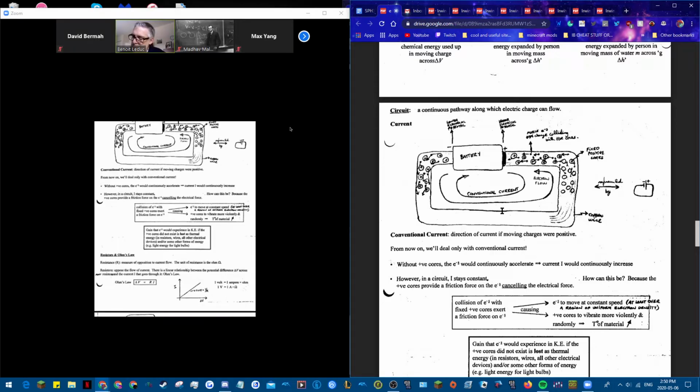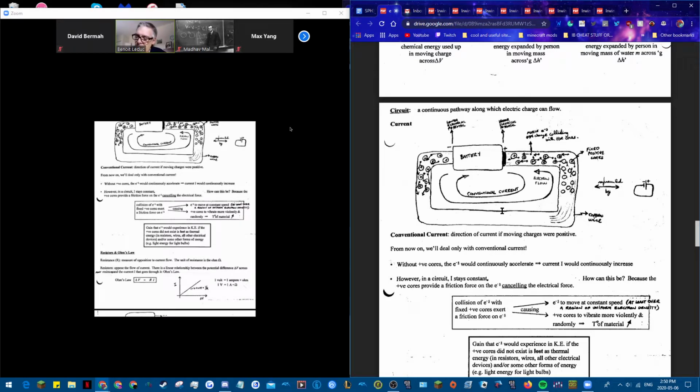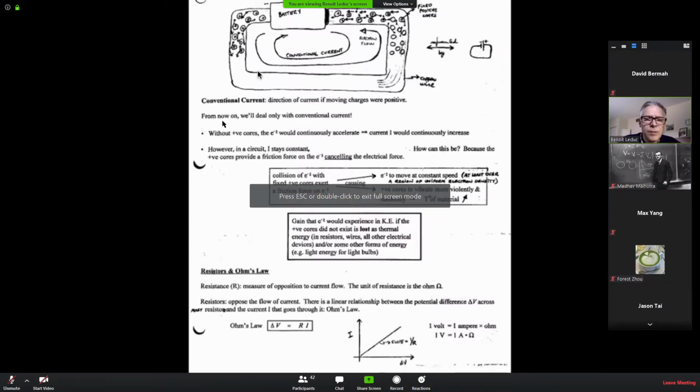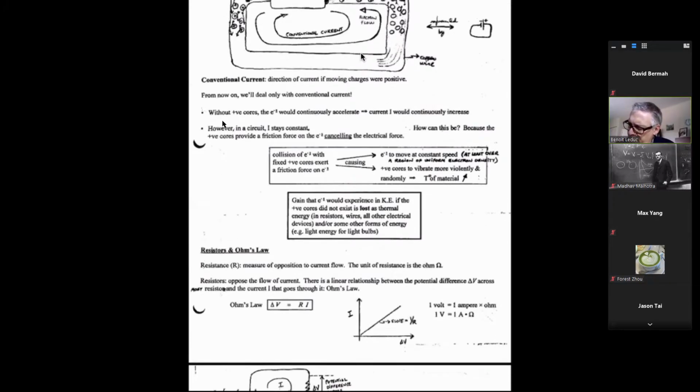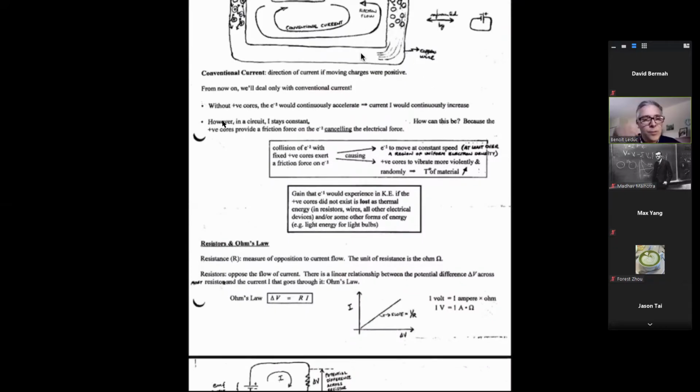So what happens here is that if there were no cores, these electrons will pick up kinetic energy at the expense of electrical potential energy, right? The electrical potential energy of the electron will go down, and as a result the kinetic energy of the electron will pick up. But because of continuous bumping into the atoms, all this kinetic energy is transferred into thermal energy, for the most part. So this is where the resistance comes from in electricity, okay?